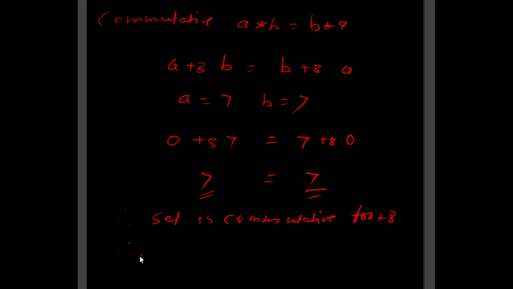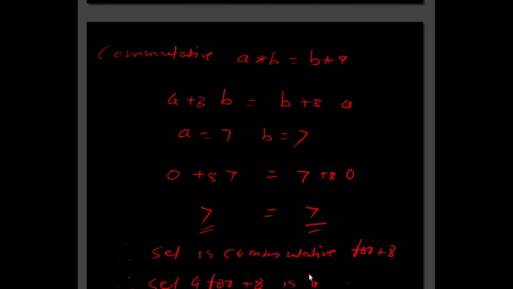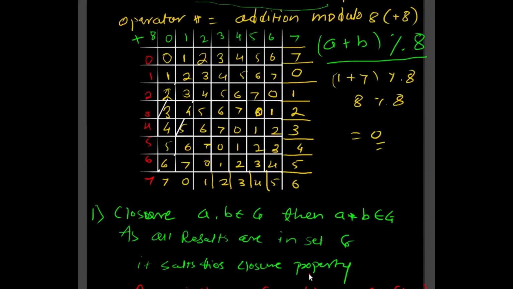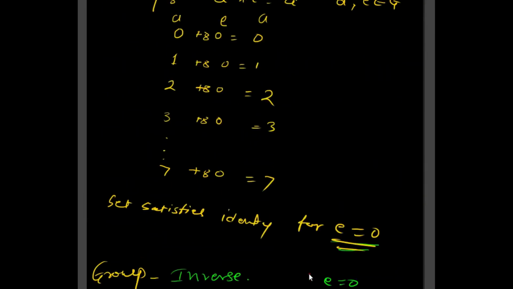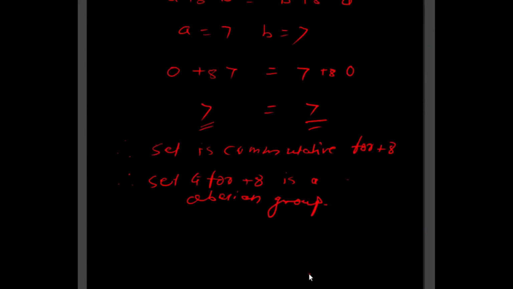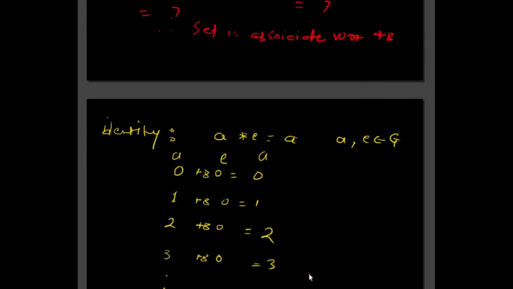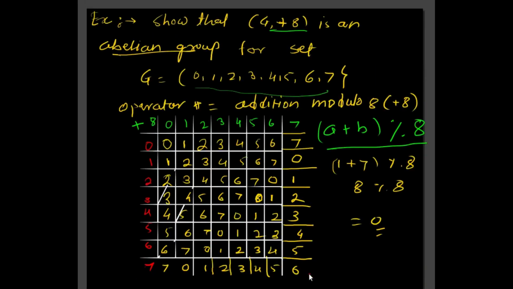Therefore, set G for addition modulo 8 is an abelian group. Why is it an abelian group? Because it is satisfying all the properties: first closure, associative, identity, inverse, and commutative properties. So that's why this set is called the abelian group.